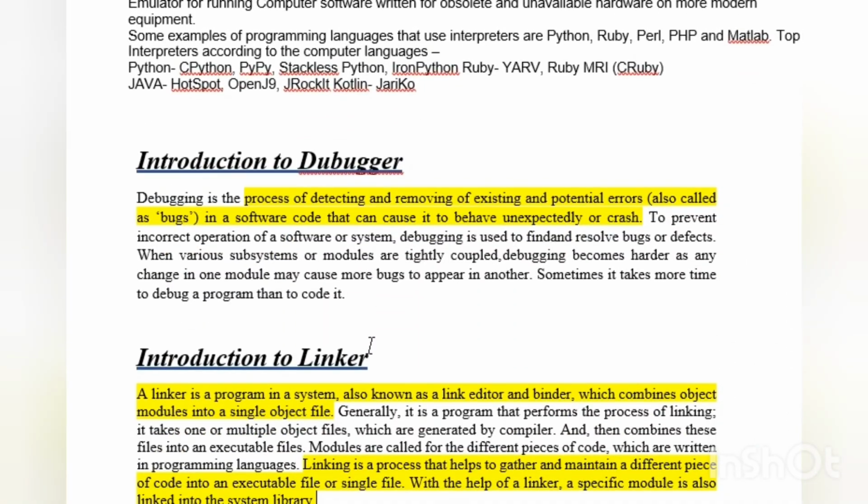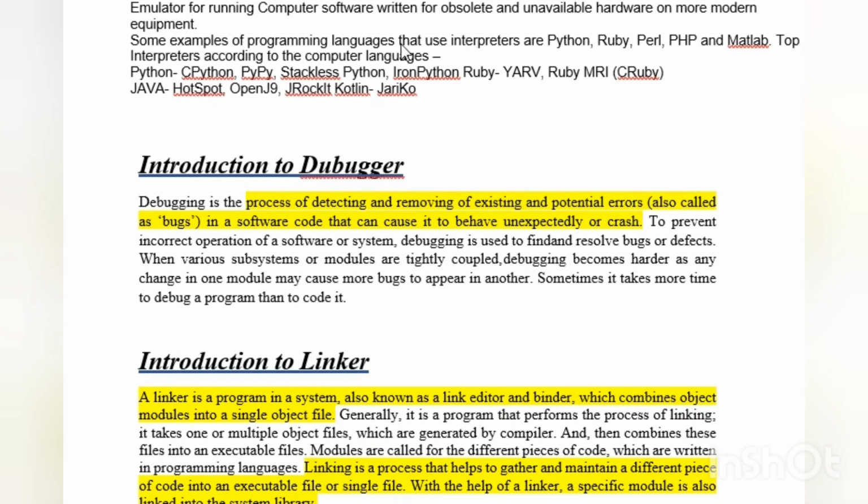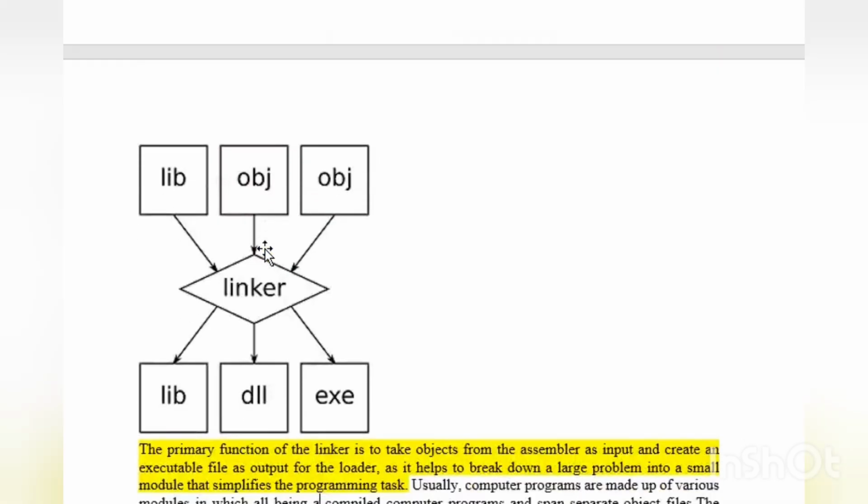Next we have a debugger. Debugging is the process of detecting and removing errors from a software code that can cause it to behave unexpectedly or crash. So basically, whenever there is some error in our existing code, we use different debugging techniques to correct that error. So next we have the linker.